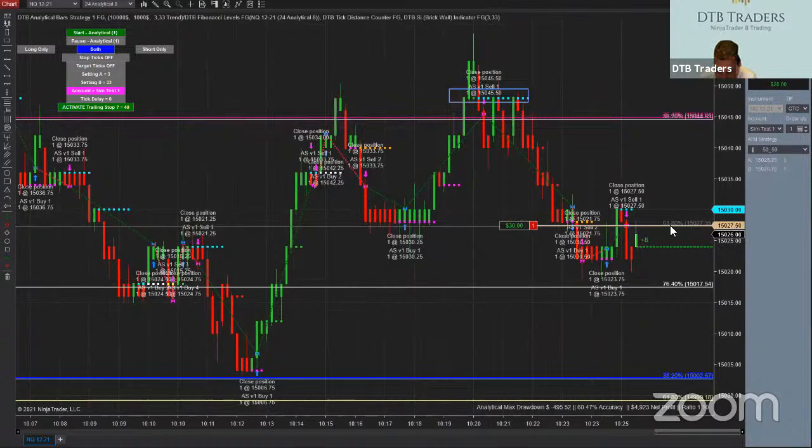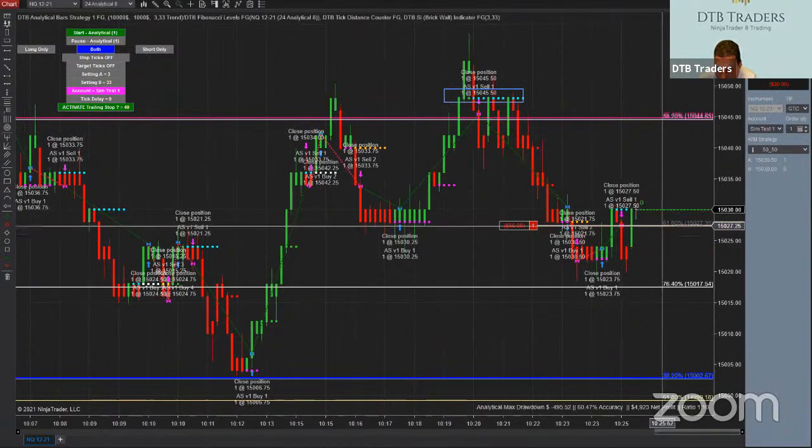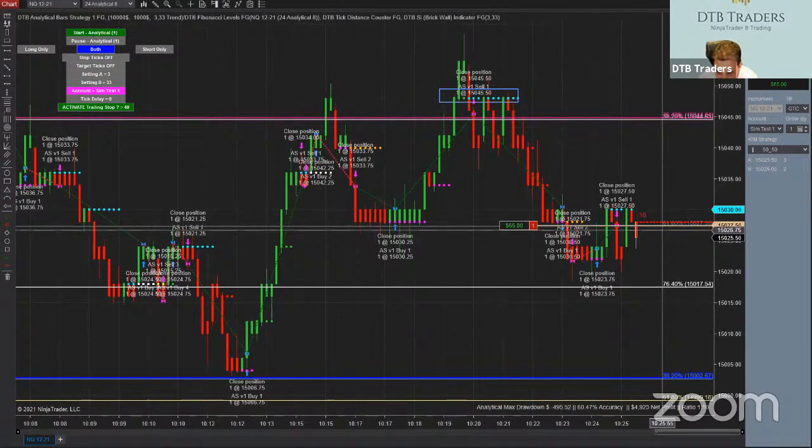Bit of indecision around the 5 minute 61.8. So that's where it's bouncing now. See, the price is bouncing between the 61.8 of the 5 minute and the 76.4 of the hourly.